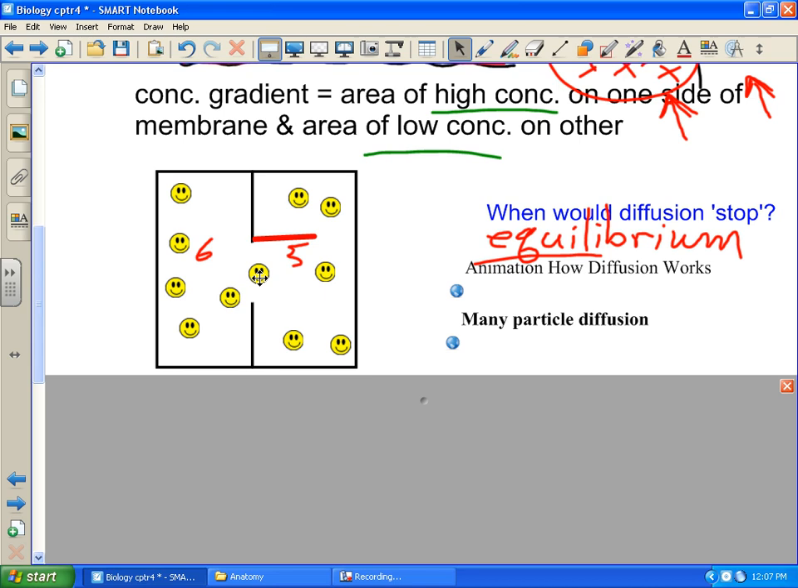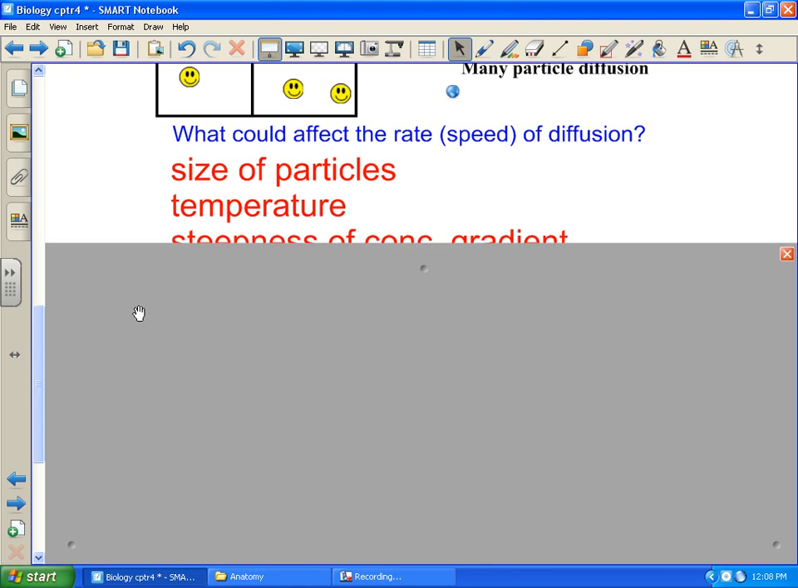Just because they reach equilibrium does not make them stop moving. Molecules are always moving, even if it's just moving in place. Okay? They're always going to be moving. So even though they're balanced, they're always going to be constantly moving back and forth. It's just moving in a balanced way. All right, hopefully that makes some sense.